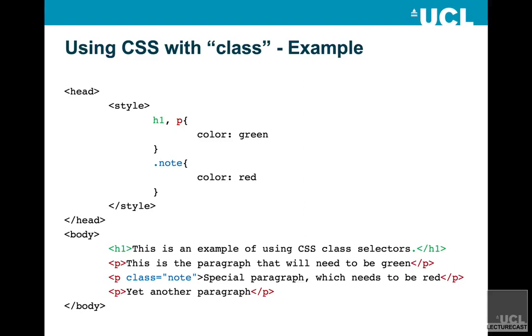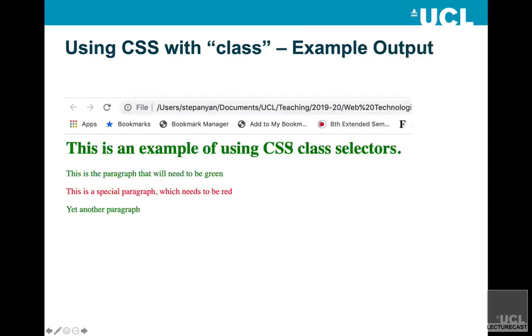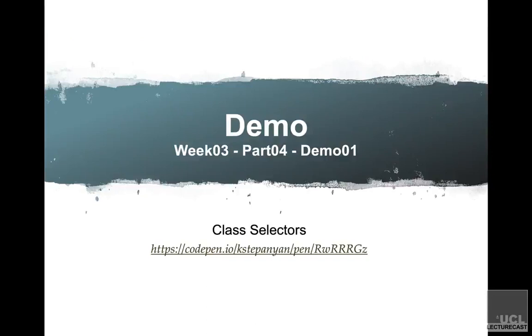We'll talk about this later on, but you have to remember that when you're using classes, the class selectors in this case are more specific and they will take precedence. So all of them will be green except the node, which will be defined and overwritten by the class selector. So this is what we'll see on the screen once the style sheet is applied. Now let's have a look and see how this actually works in practice.